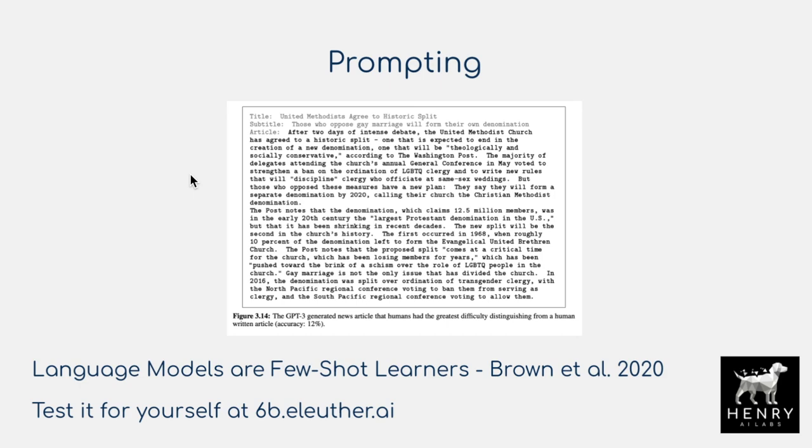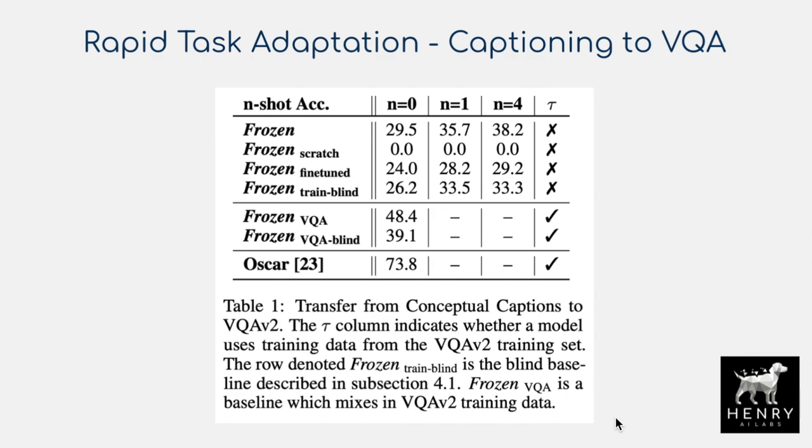And I highly recommend testing out prompting for yourself in the text-only interface using this link to access the GPT-Neo 6 billion parameter model. The first task tested is rapid task adaptation. From the pre-training on the Conceptual Captions data set, where you write something like a small red boat on the water, down into visual question answering like how many boats are on the water, what color is the boat, or what is the boat sitting on, ideas like that. So this is the zero-shot, one-shot, and four-shot transfer from the frozen model into visual question answering.